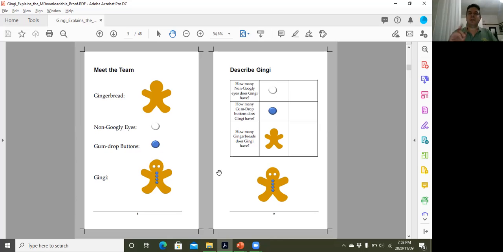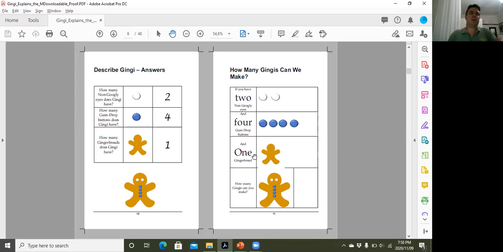So now, question, how many non-googly eyes does Gingi have? Okay, so how many gumdrop buttons does Gingi have? 1, 2, 3, 4. Okay, and how many gingerbreads does Gingi have? Well, the answer is clear. 2 non-googly eyes, 4 gumdrop buttons, and 1 gingerbread.